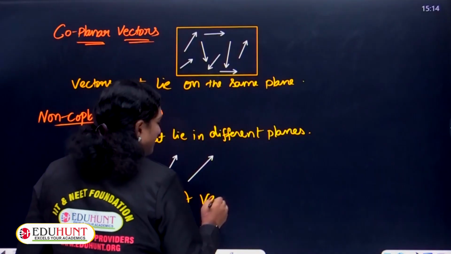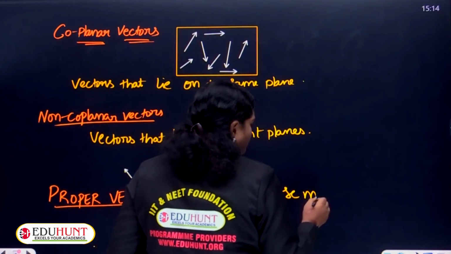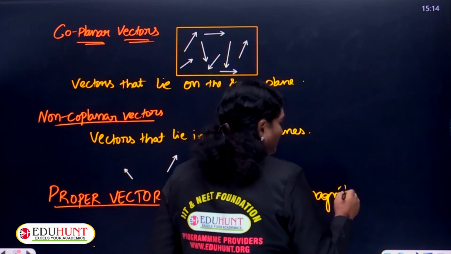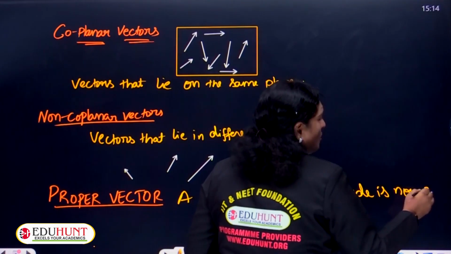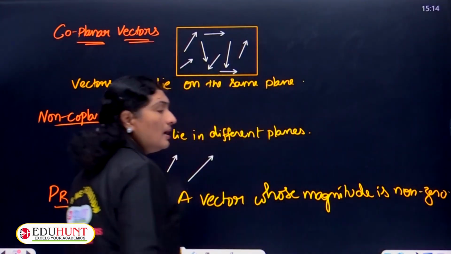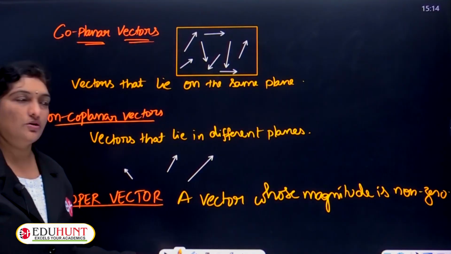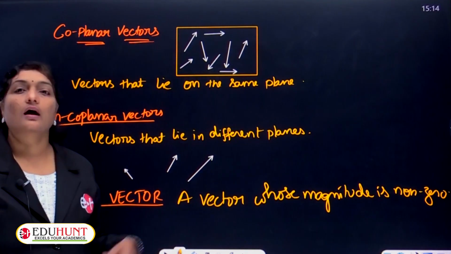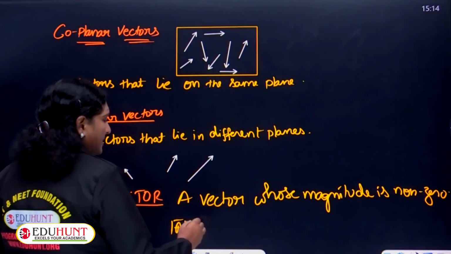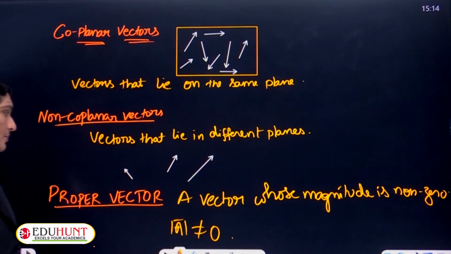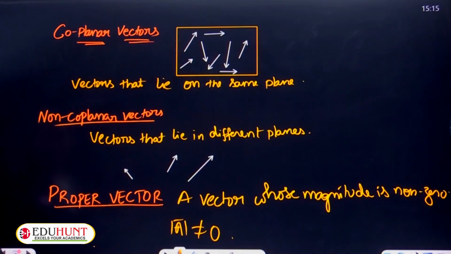A vector whose magnitude is non-zero. Earlier, zero magnitude meant we considered it a null vector or zero vector, and any vector whose magnitude is non-zero, we can say that it is a proper vector. For example, the magnitude of any vector must not be equal to 0. That's it. So, moving to the next topic, children.